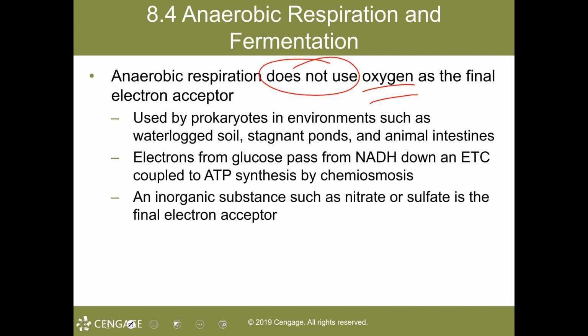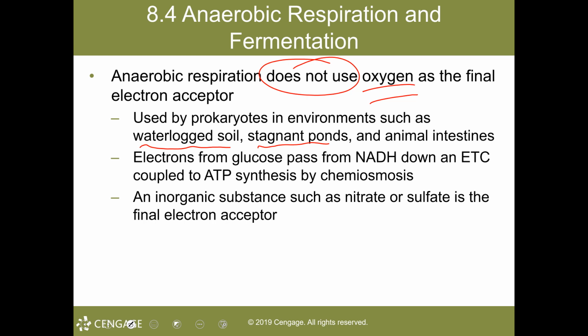So what I'm getting at in this vein, class, is that you should not have waterlogged soil. That could very well cause your soil to be rendered, I guess I'll say, infertile. Stagnant ponds, class, should not be stagnant. They should have some degree of oxygen in them. And of course, in animal intestines, class, this does occur.